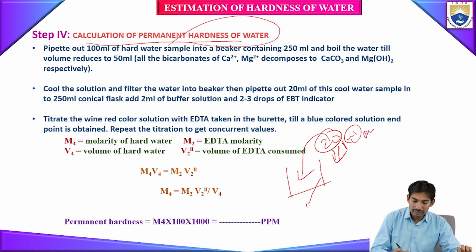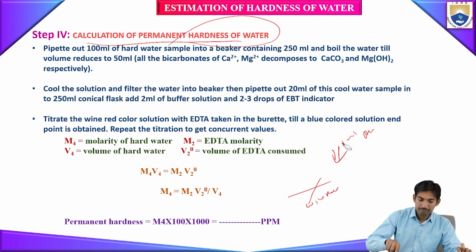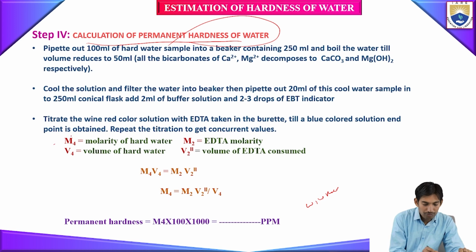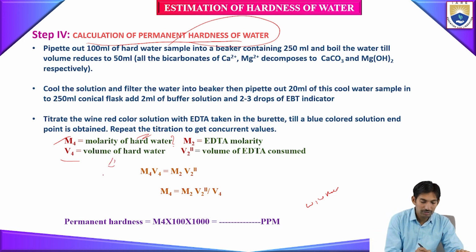The color we get is wine red. Then in a similar way you titrate with a known concentration of EDTA solution. Then we observe the color change from wine red to blue. Note down the reading and repeat the titration to get concordant values. See the calculations now. M4 is nothing but the molarity of hard water, which we don't know. We have to calculate the molarity of hard water, related to the permanent hardness of water. V4 is the volume of hard water. How much have we taken? 20 ml.